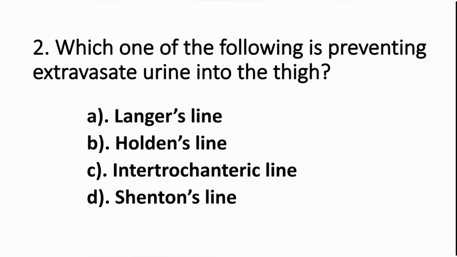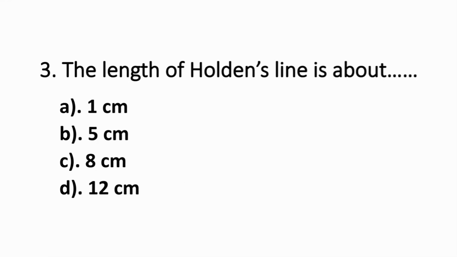Question number 2. Which one of the following is preventing extravasated urine from going into the thigh? Option A, Langer's line; option B, Holden's line; option C, intertrochanteric line; option D, Shenton's line. The answer is option B, Holden's line.